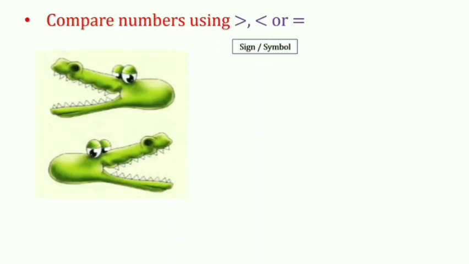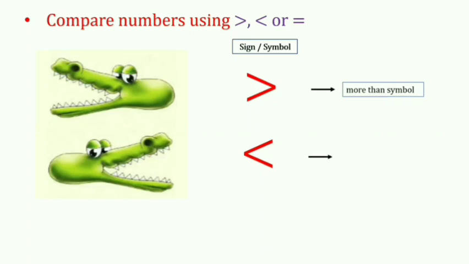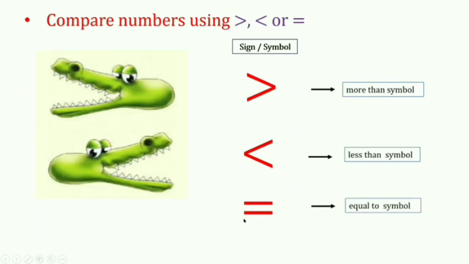So let's start. Here, this sign is used to show a greater number and it is known as the more than symbol. Whereas this sign is used to show smaller numbers and it is known as the less than symbol. This sign is used to show equal to and it is known as the equal to symbol.